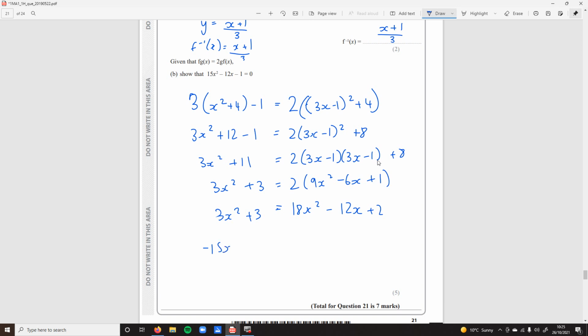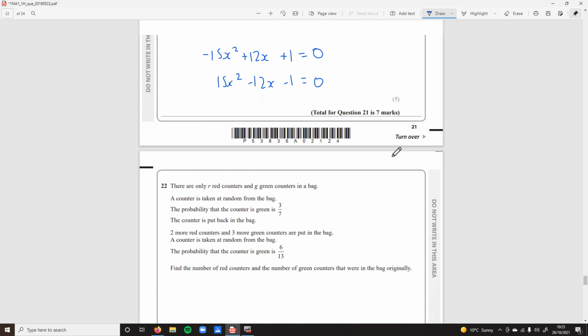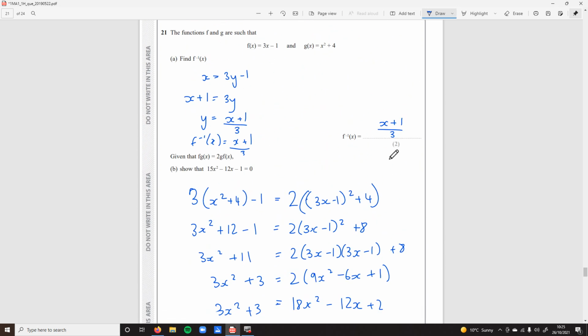So minus 15x squared plus 12x plus 1 equals 0. So 15x squared minus 12x minus 1 equals 0. Done. Whew, that was a lot.